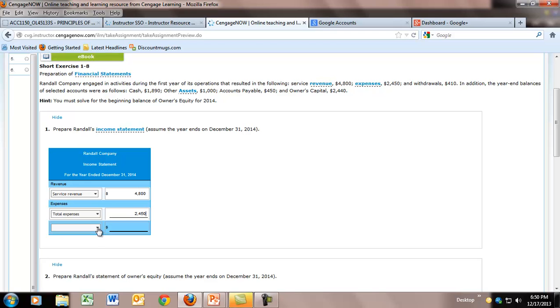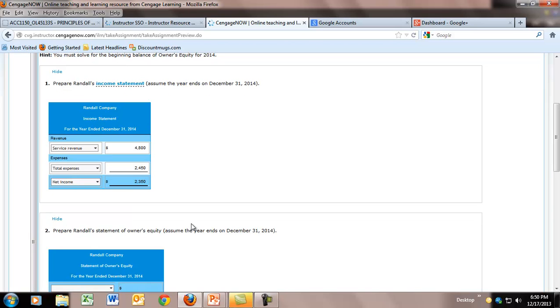$2,450. So revenue minus expenses in this case gives me net income, because my total revenue, the amount of money that I earned, minus the total amount that I spent, gives me a net income because my revenue is larger than my total expenses. So I can use the calculator built in to Cengage, or I can use a calculator on my own, and I'll take 4,800 minus 2,450, and I get 2,350 for the amount of my net income.